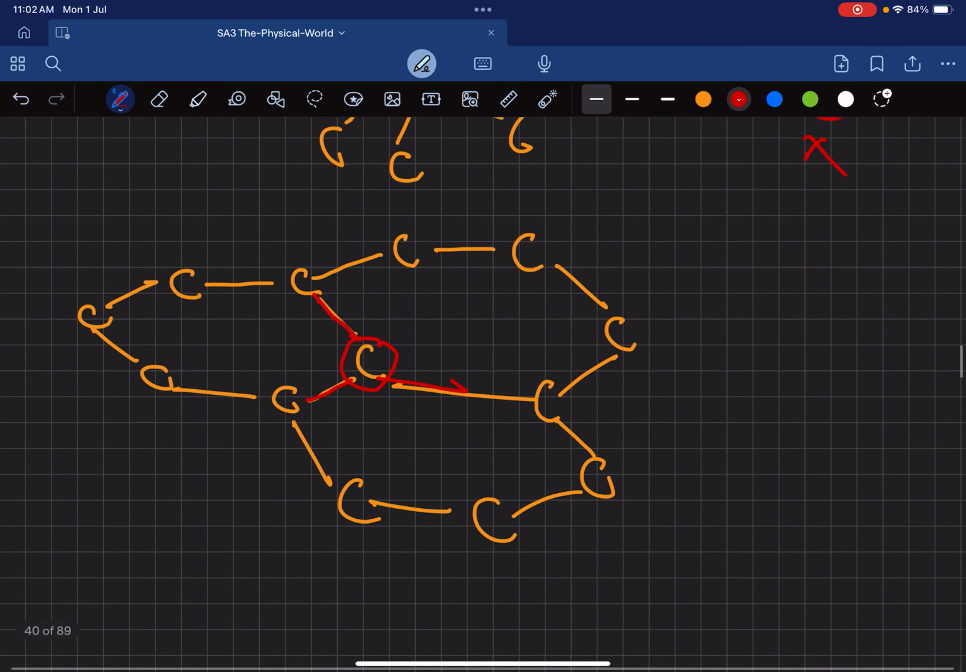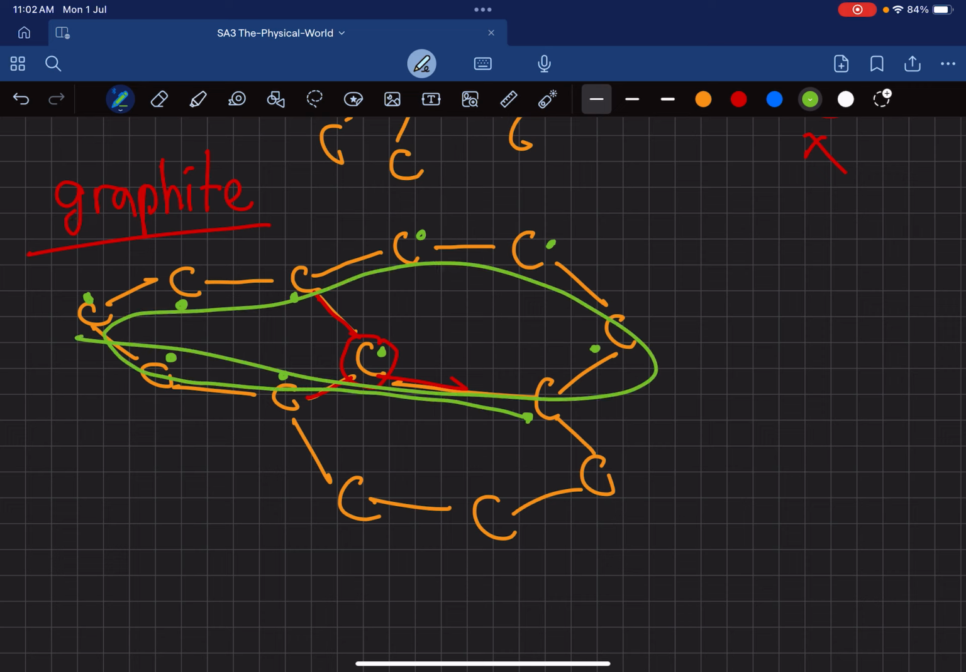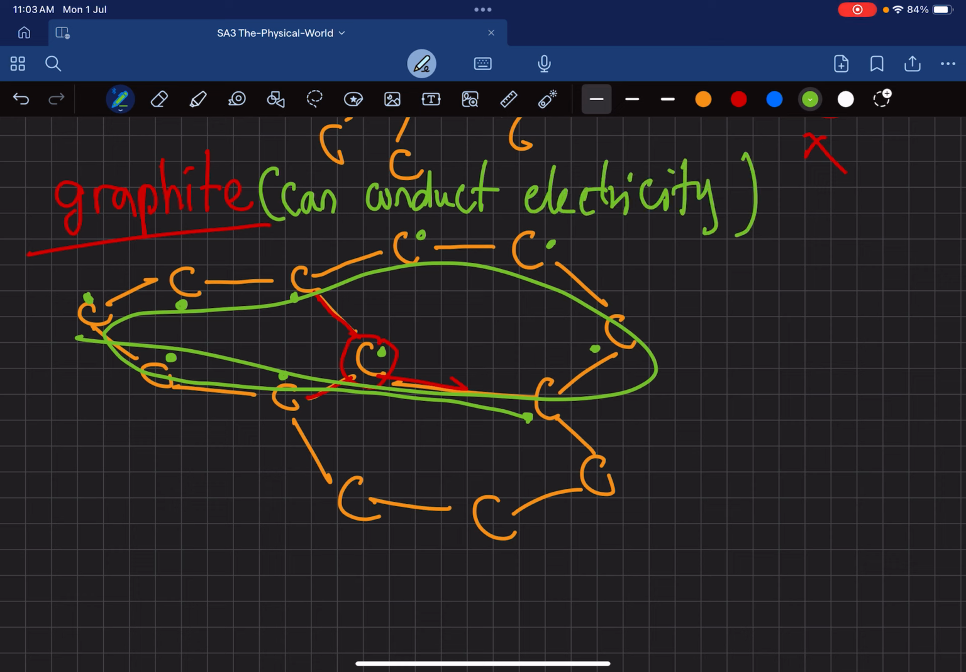But in this case, which we call graphite, carbon is only attached to 3 other carbons, which means that there is 1 electron which is free. So every carbon has 1 electron which is free, and this electron can be delocalized. That means it can move from one place to another, it can continuously move. And that is why graphite can conduct electricity. Okay, graphite can conduct electricity.